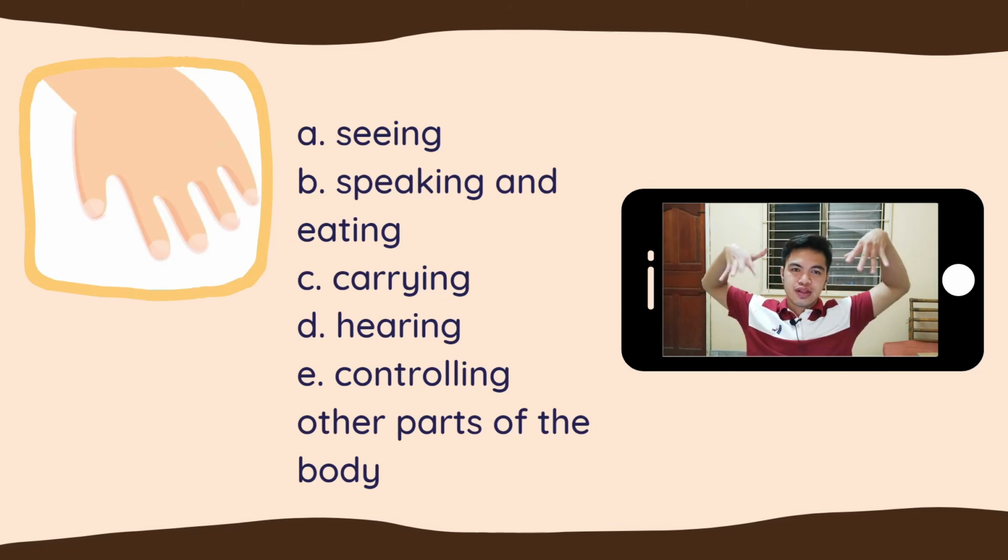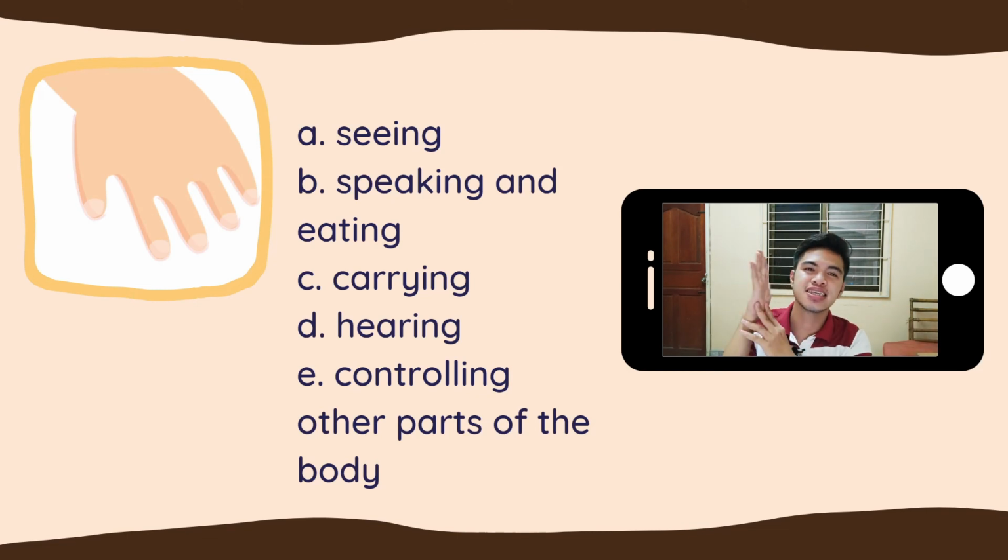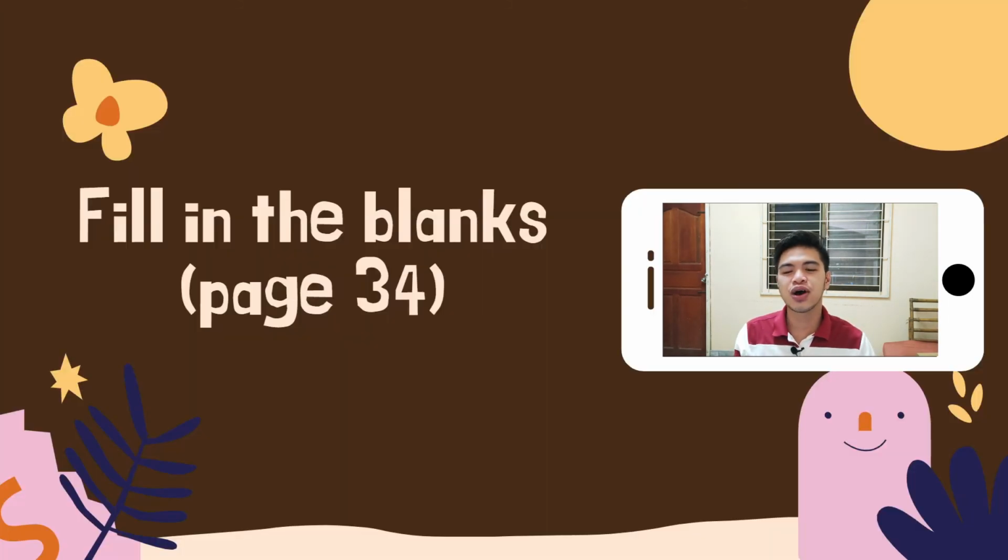Next one, what is this for? Okay, this is very good. It is letter C. Our hands are for carrying. Very good, kids. So now we're going to have another activity. We're going to fill in the blanks. So I want you to open page 34 and fill in the blanks.